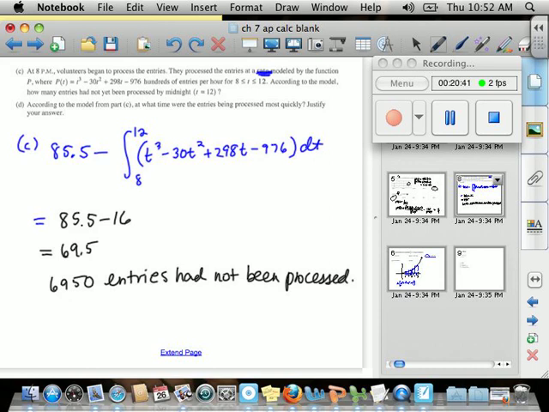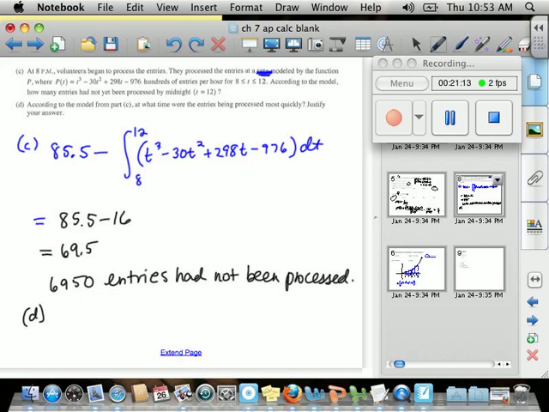Did you guys get this? All right. D. According to the model from part C, at what time were the entries being processed most quickly? So what do I need to find? Maximum rate of change. Right, the maximum rate of change. Well, how do you find the maximum rate? Find the derivative of the rate and set it equal to 0, right?